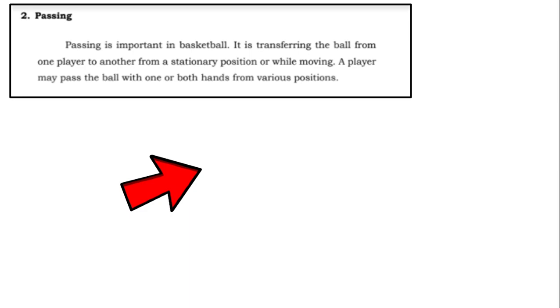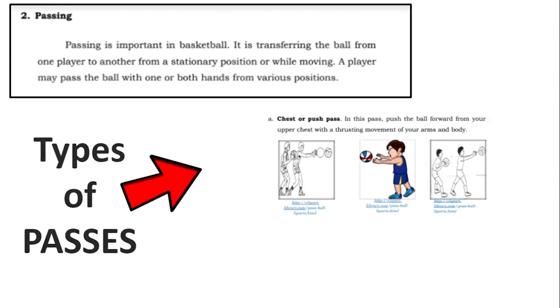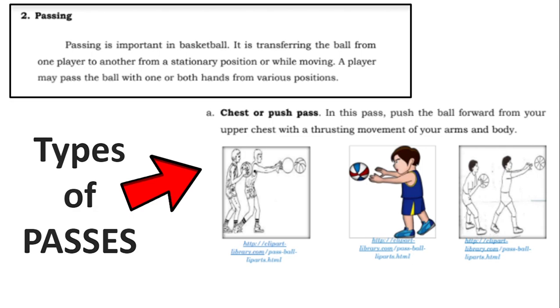Next naman is the passing. Passing is important in basketball. It is transferring the ball from one player to another from a stationary position or while moving. So when we say passing, it is transferring the ball from one player to another. Like for example, the types of passes, one, the chest or push pass. Pag sinabi nating chest or push pass, the ball level is from chest, and you will be transferring it to another member by observing the chest movement or yung chest level ng ball natin.